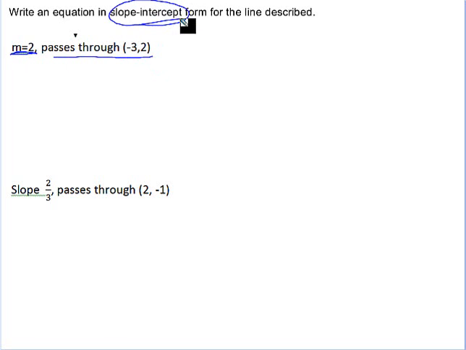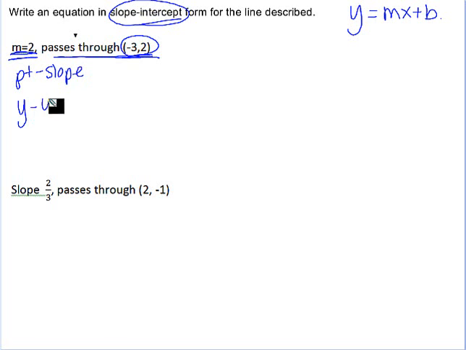Our ultimate goal is slope-intercept form, so our ultimate goal is y equals mx plus b. However, in this problem, we are not given the y-intercept, we are given a point. So since we are given a point and a slope, we are actually going to start off with point-slope form first, which is y minus y1 equals m times x minus x1.